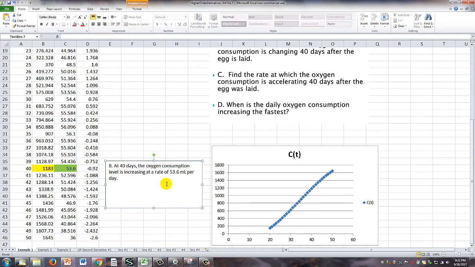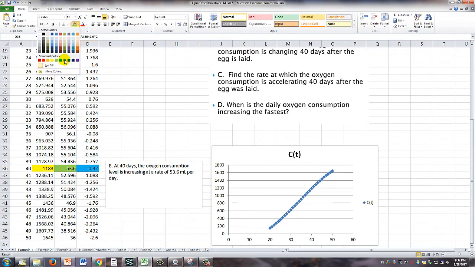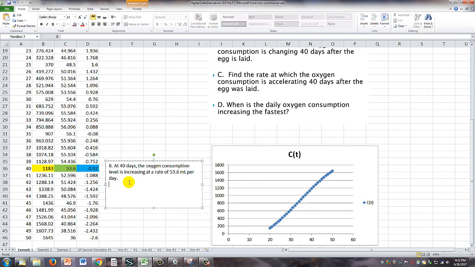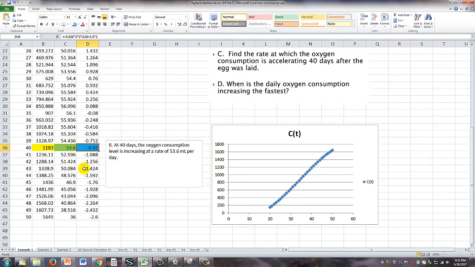That's the IRC. And then question C says, find the rate at which the oxygen consumption is accelerating 40 days after the egg was laid. Well, acceleration is the second derivative, and I'm going to explain in a little bit how you tell whether it's deceleration or acceleration. It says acceleration, but it may not be. And it's not just by looking at the sign of the second derivative. It's not that.